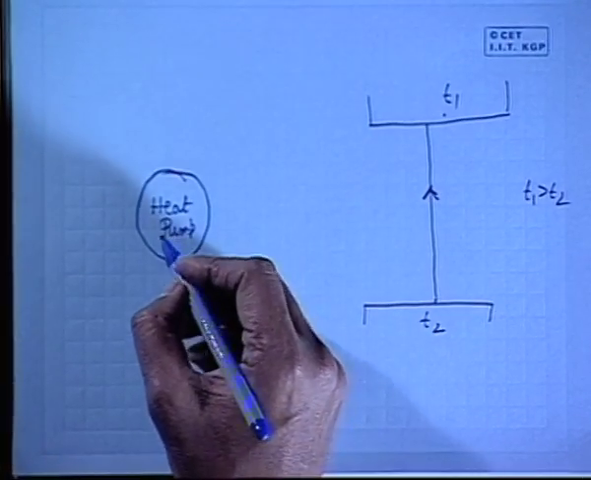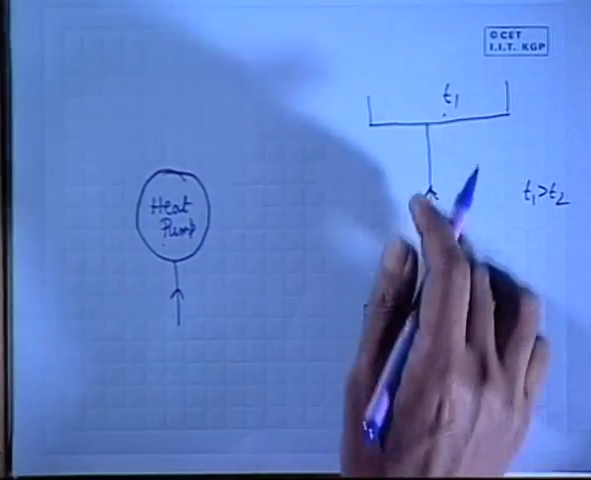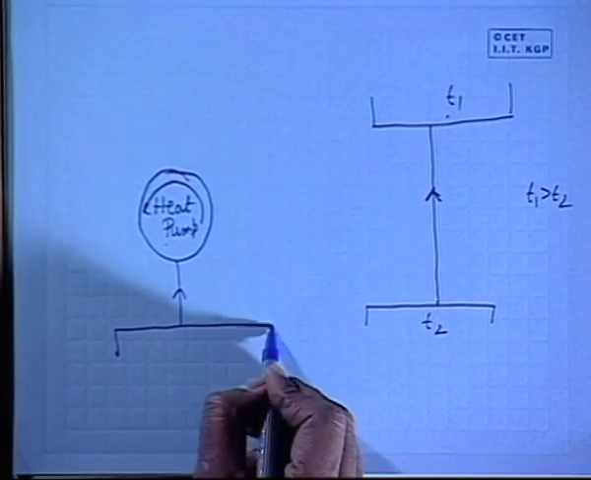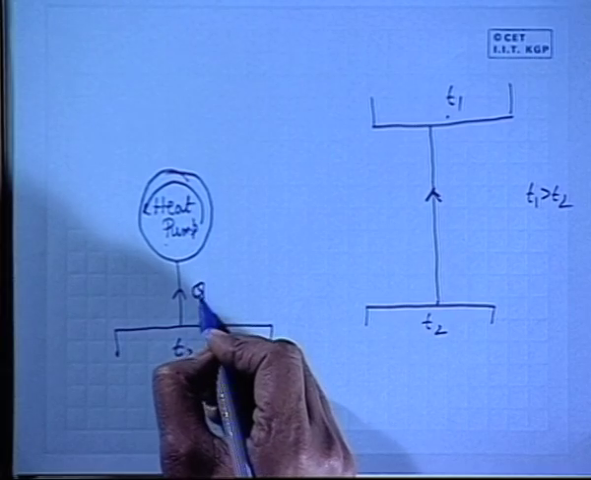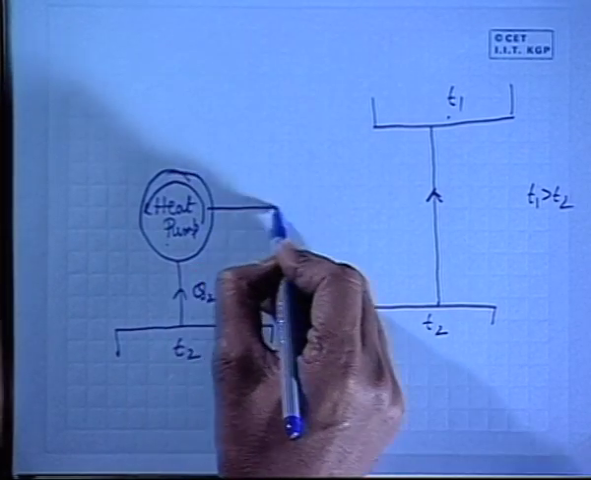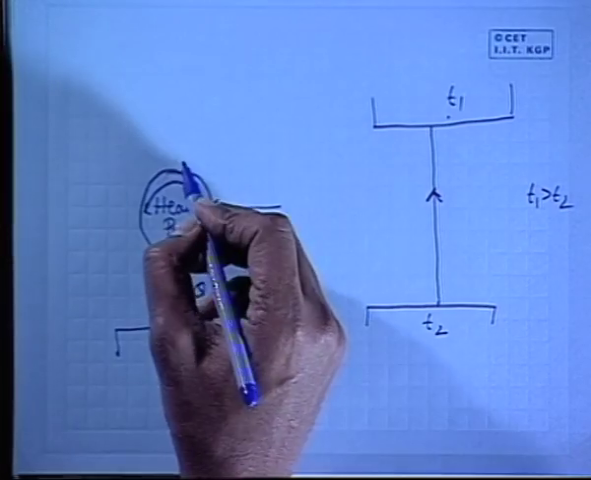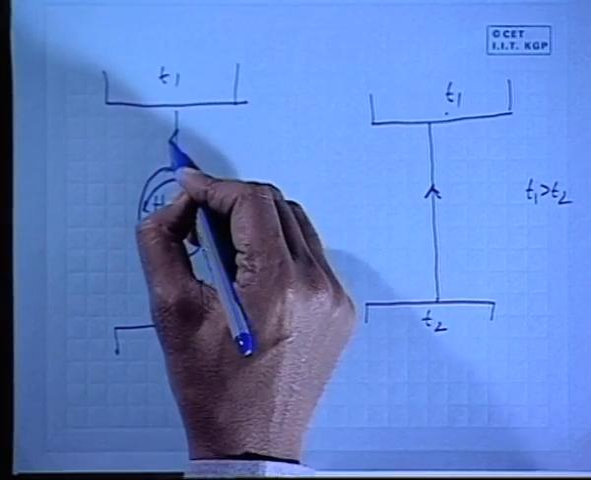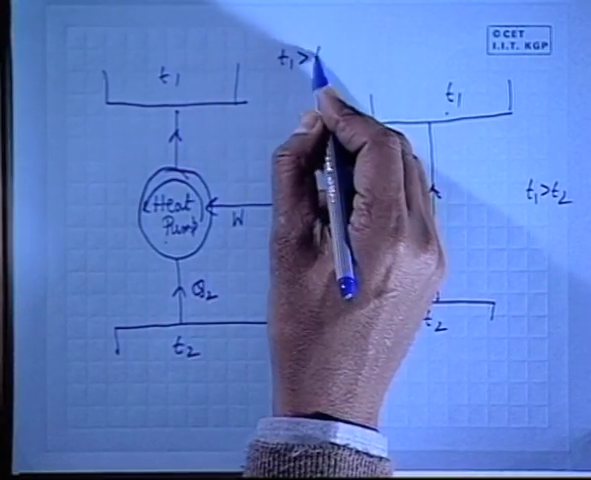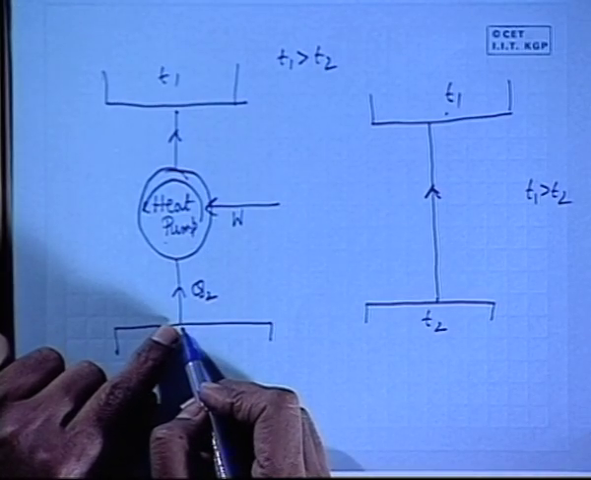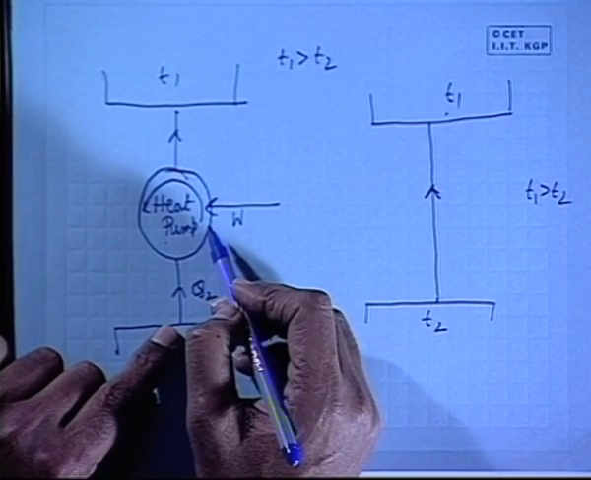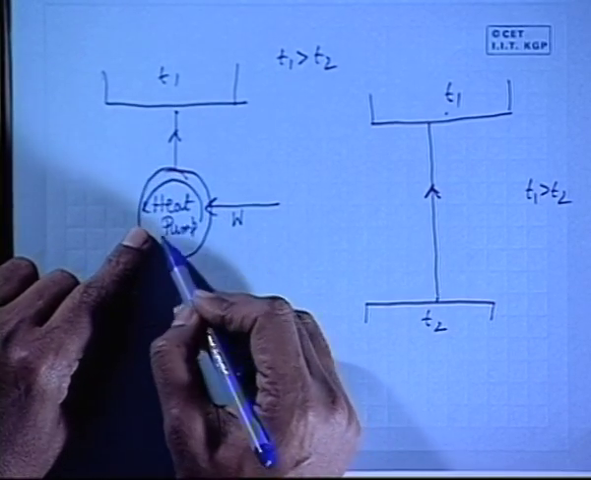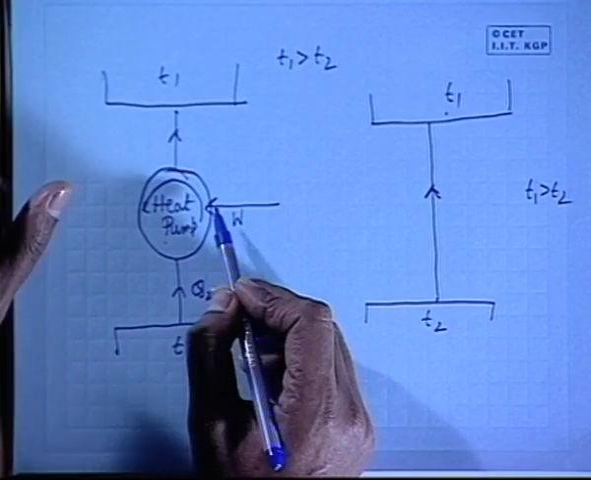But we can make a device like this. This is not a spontaneous process, but we can make a device which operates on a cyclic process such that it can take heat from low temperature, absorb work from the surroundings, and deliver heat to the higher temperature. That means T1 is greater than T2. Pumping heat from lower to higher temperature is possible, not spontaneously, but we have to make some external arrangement, operating a heat pump which will absorb work from the surroundings.